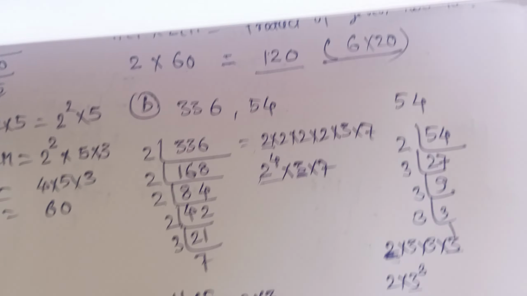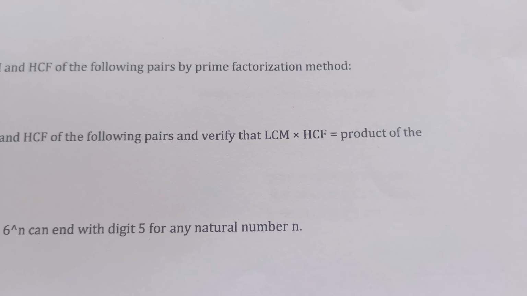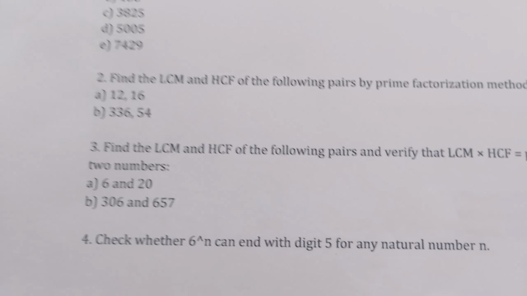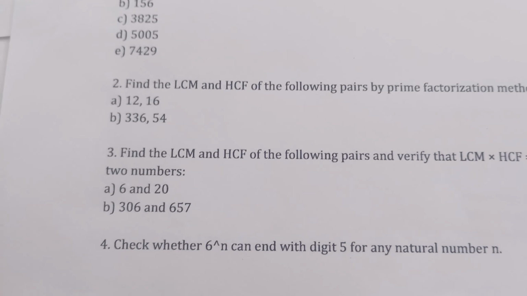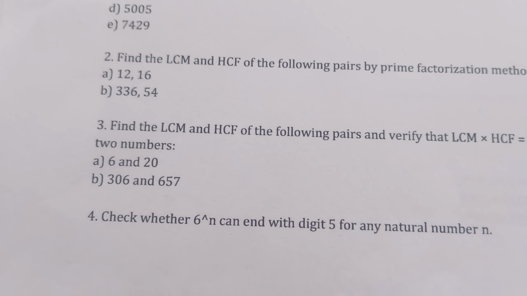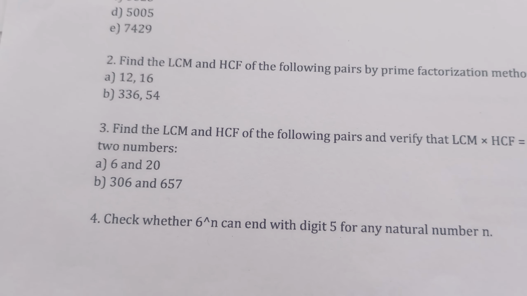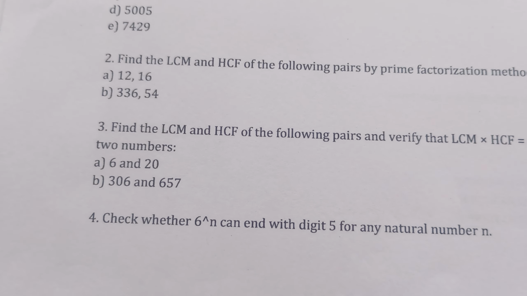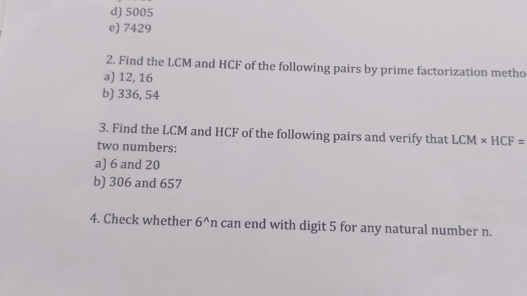So we did the wrong question. I think we have to find 6 and 20. After that we have to use 6 and 20. After that you have to use the B question. B, what do you have? 306 and 657. So one more time I am doing this question. Yeah. So how can you do 306?